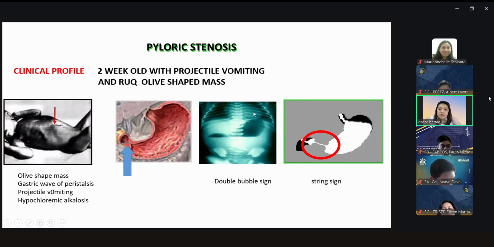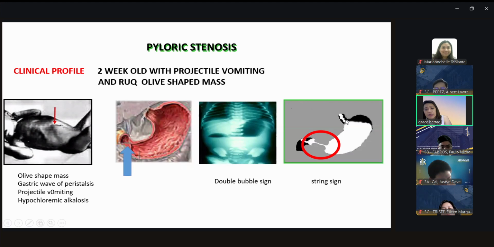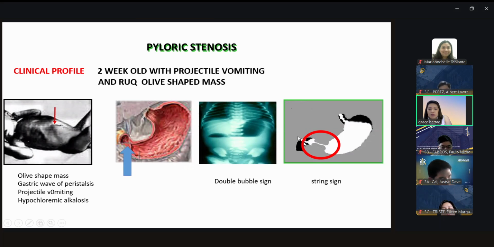Now, if the patient was subject to an upper GI barium swallow, there's usually a procedure where the babies are fed barium. This is a dye that goes through the stomach, it fills up the stomach, but they notice that there's going to be another narrowing area. We call that the string sign. So all of this is definitely good to diagnose pyloric stenosis.